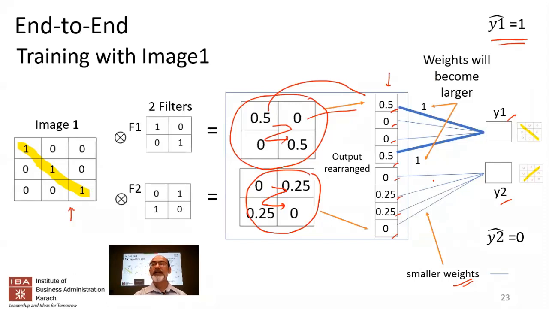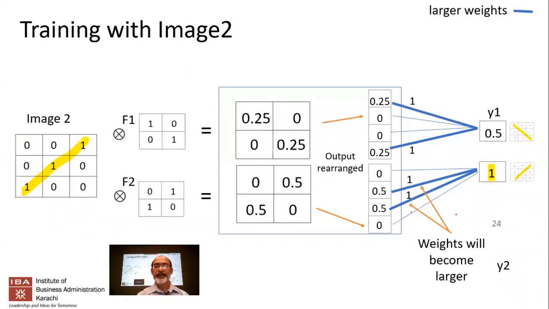So this is binary classification because right now we only have Y1 and Y2. But if we had Y3 as well, then it would not be binary. As you can see, I've shown this over here that these weights will become larger and the rest of them might become very small. Now let's look at what happens when this image is trained. All right, image number 2 is trained.